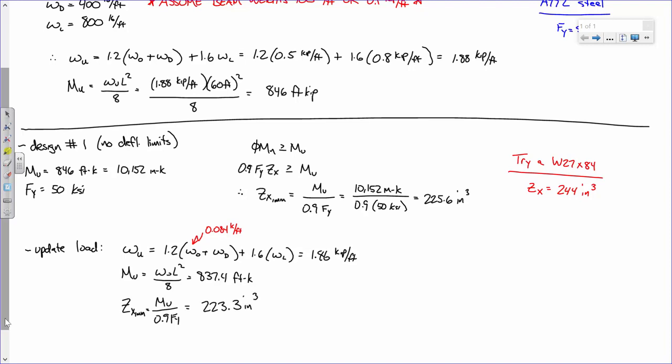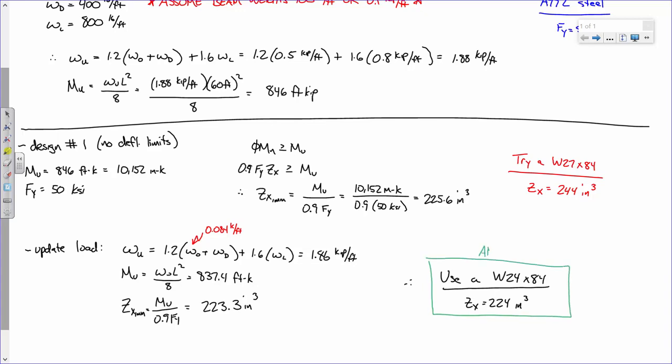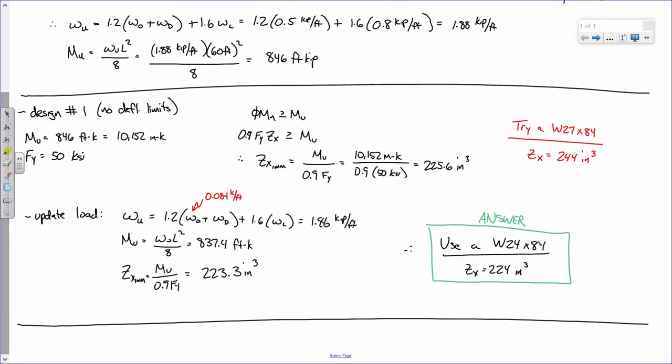So could we use the 24 by 84? Yeah, we could use the 24 by 84. So is the answer the 27 by 84? No, it's not. For this design, I argue that the answer is use a W24 by 84 because the ZX is 224. Any questions on that? Does that make any sense?